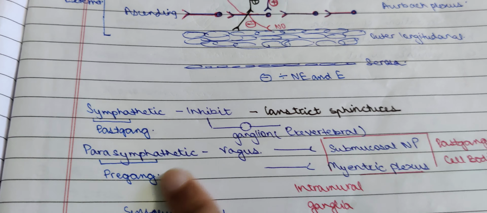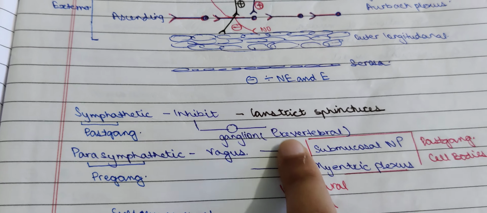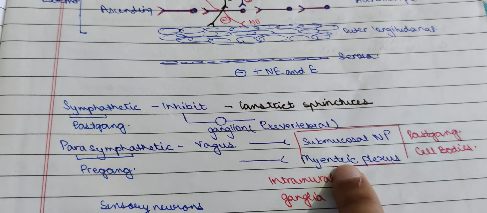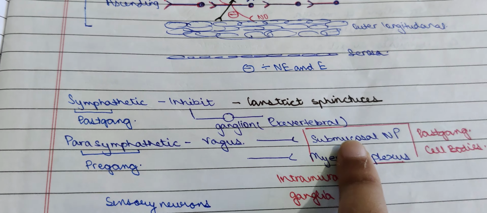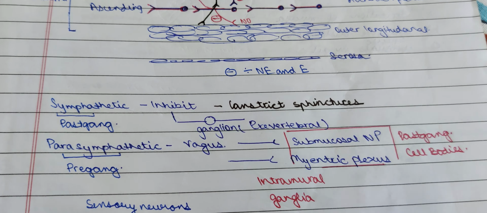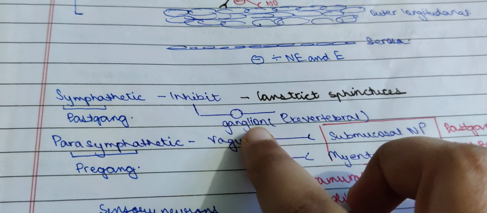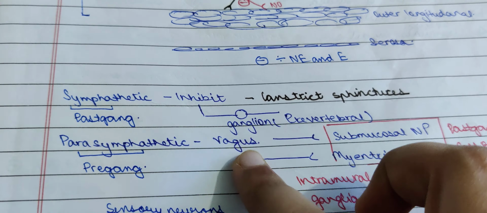The parasympathetic fibers are known as preganglionic. Why? Because these preganglionic fibers of the parasympathetic nervous system synapse in the submucosal plexus and the myenteric plexus, and the nerves arising from this plexus are postganglionic cell bodies. Therefore these ganglia are also known as intramural ganglia, and we say that the preganglionic fibers of the parasympathetic are from the vagus nerve. They synapse with these intramural ganglia, which are nothing but the submucosal and myenteric plexus, and they lead to some postganglionic nerve fibers.